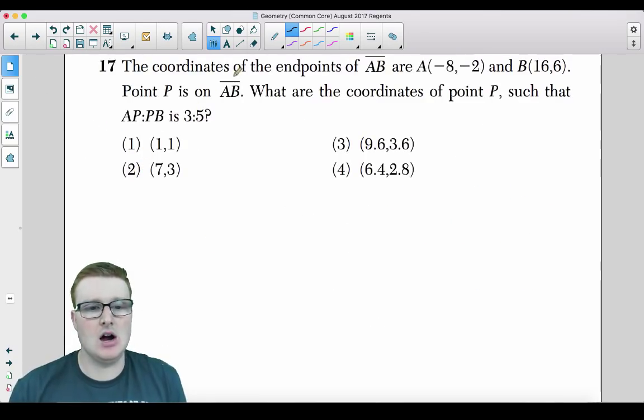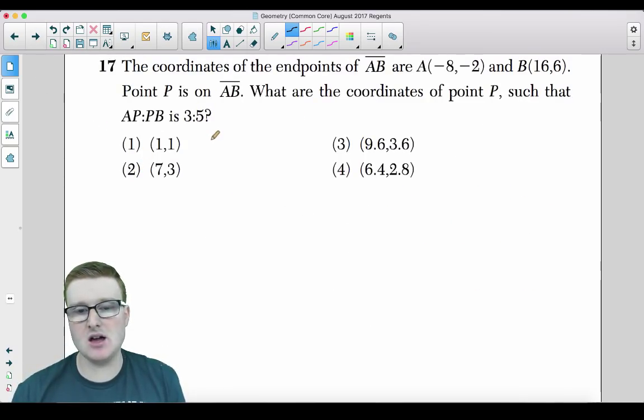Number 17. All right, the coordinates of the endpoints of AB are (-8, -2) and (16, 6). Point P is on line AB. What are the coordinates of P such that AP to PB is 3 to 5?